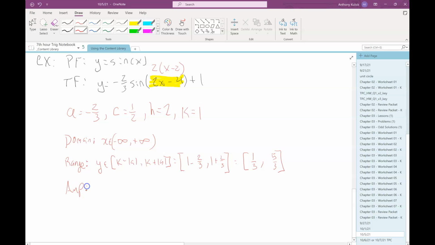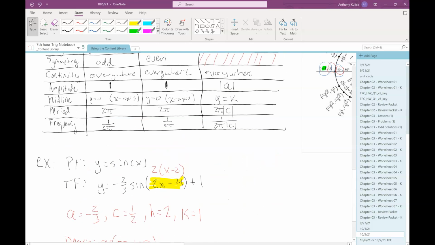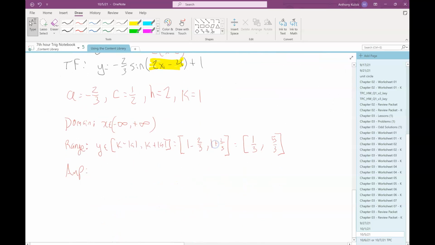What's the amplitude going to be? Is that the value of 1? We're looking at the transformation column though, so it'd be negative 2/3. Well, it's the absolute value of A, so 2/3. The absolute value of negative 2/3 is positive 2/3.